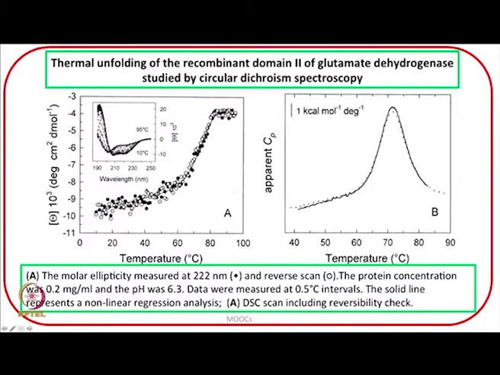And when you compare it with differential scanning calorimetry, where the reversibility is also checked by heating and cooling, or heating and reheating, you can compare the thermal transition temperatures obtained by both the techniques; it is nearly the same. So, this example also demonstrates that circular dichroism spectroscopy can be easily used to derive the thermodynamic parameters associated with the thermal unfolding process.